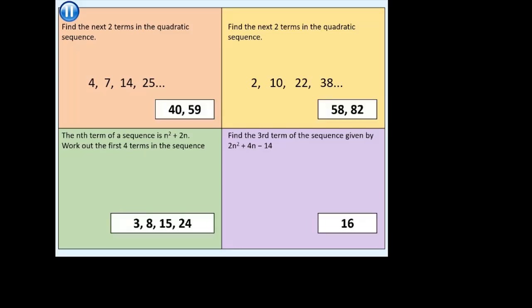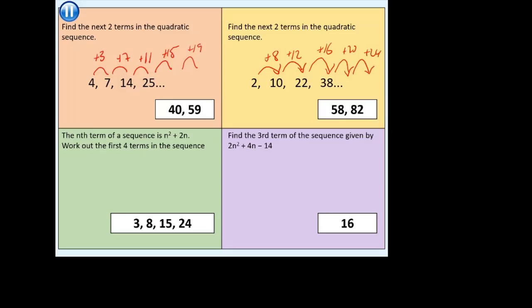Okay, here you go. The answers are up now. For the red one, if you have a look, you should have had a plus 3, plus 7, plus 11. You'll notice that 3, 7, 11, it's going up by 4 each time. So the next one would have been plus 15, which gives us 40, and then plus 19 to get 59. The yellow one, we went up by 8, then we went up by 12, and then 16. So the next one is a plus 20 and a plus 24 to get 82.